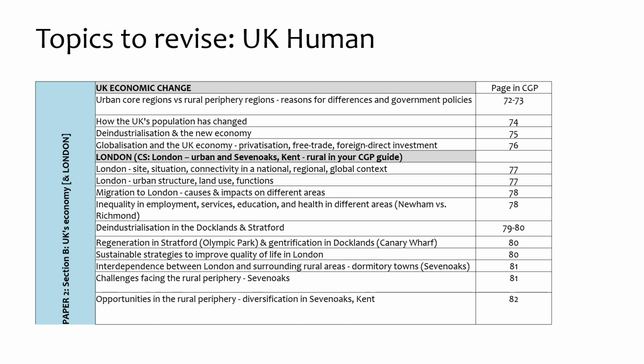You can also see in UK Human, the case studies are much easier. You basically need to know all about London and Sevenoaks, and they are in your revision guide. There will be at least 2 case study questions on London or Sevenoaks, so it's really important you revise these. Let's take a look at the case studies now and have a chat about what you need to know.